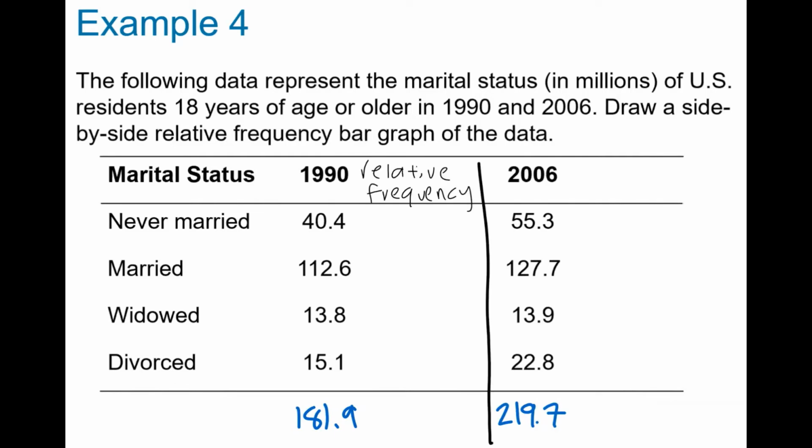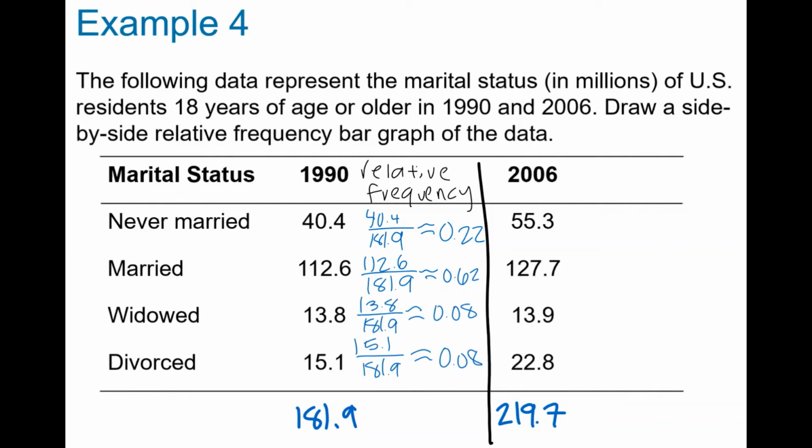First, we have 40.4, and we will divide that by 181.9. Put this in your calculator and round to 2 decimal places, and we get approximately 0.22. Next, we will have 112.6 divided by 181.9, and we get approximately 0.62. Now let's complete the rest for 1990.